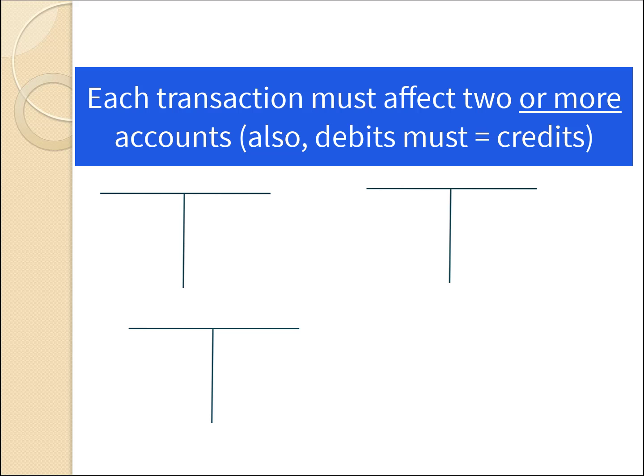Remember, one of the main rules of accounting is each transaction must affect two or more accounts. So far, all the transactions we have done have affected only two accounts. So let's see how a transaction might involve three accounts. So first of all, a transaction that involves more than two accounts is called a compound entry.